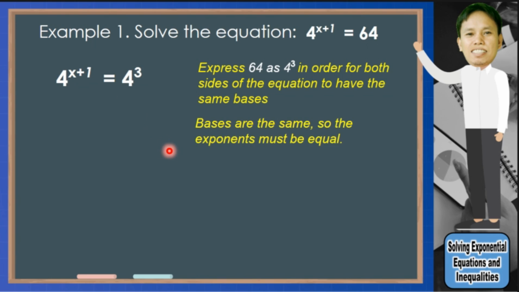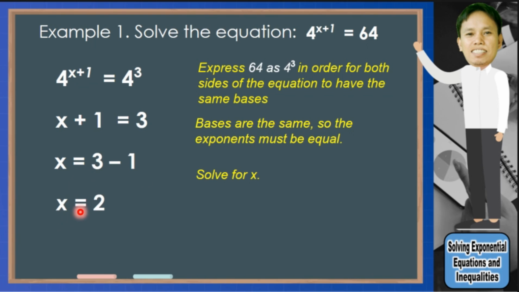So, bases are the same, so the exponents must be equal. Then we have x plus 1 is equal to 3. Then, we have to solve for x. In solving for x, we have to use the transposition method or the addition property of equality. Then we have x is equal to 3 minus 1. Then simplify, 3 minus 1, then the answer is x is equal to 2.